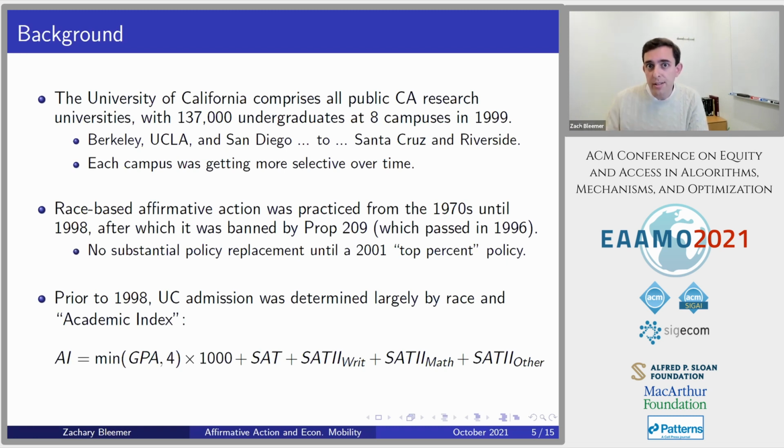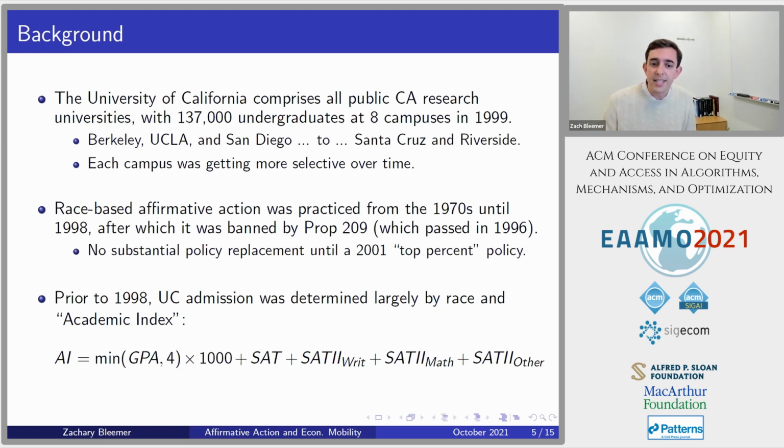All of these campuses simultaneously were also getting more selective over time. These schools practiced race-based affirmative action in their admissions policies from the 1970s until 1998, when that policy was prohibited by a ballot proposition in California. And the policy was not replaced until about 3 years later, when the university implemented a top percent policy. Though again, because it was so many years later, I'm not going to say so much about it today.